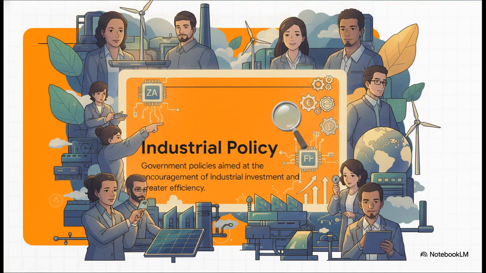So what actually is an industrial policy? At its heart, it's essentially the government's strategic master plan. You'll want to remember this specific phrasing for Section A. It refers to government policies aimed at the encouragement of industrial investment and achieving greater industrial efficiency. Think of it as the state rolling up its sleeves to boost manufacturing, pull in that vital foreign and domestic investment, diversify our economy, and ultimately make our local industries fierce competitors on the global stage.